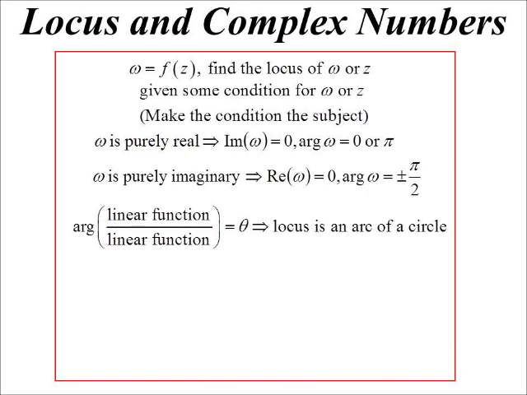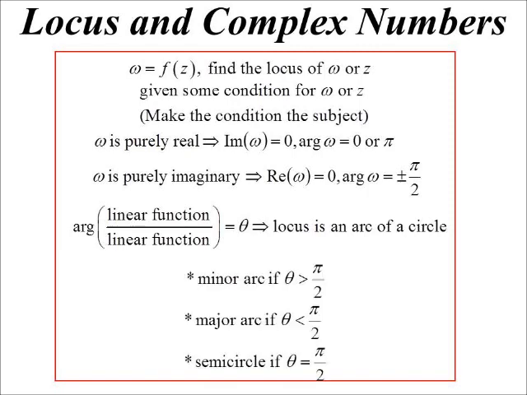Now, that's different to yesterday when we just had argument of z. So it's just one thing. That, remember, gave us the ray. When we said the argument of z was equal to pi on 4 or whatever it was, that became a ray. This is now the argument of some function where we'll have a linear function on top of a linear function. Now, with this arc of a circle, if that angle they're telling us is bigger than pi on 2, it turns out to be the minor arc of a circle. If it's less than pi on 2, it turns out to be the major arc of a circle. And if it's equal to pi on 2, we end up getting a semicircle.